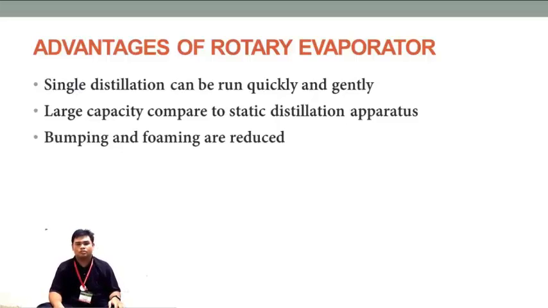Also, it has a large capacity compared to the static distillation apparatus. It also can reduce the bumping and the foaming inside the extraction. The Rotary Evaporator is cost-saving because it will reduce the time you use to separate your sample, and you will increase the yield of the sample.